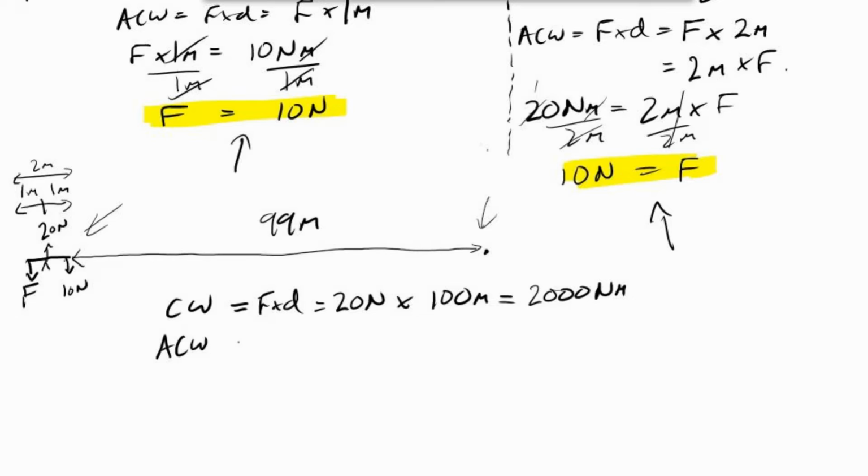Now let's look at my anti-clockwise moments. Well, I have 2 of them. The first one, force times distance. Force 1 times distance 1 plus force 2 times distance 2. Because this is what it means when it says sum of the clockwise moments equals the sum of the anti-clockwise moments. It doesn't mean we're just taking some of them. It means we're adding all of the clockwise moments together, and we're adding all of the anti-clockwise moments together.